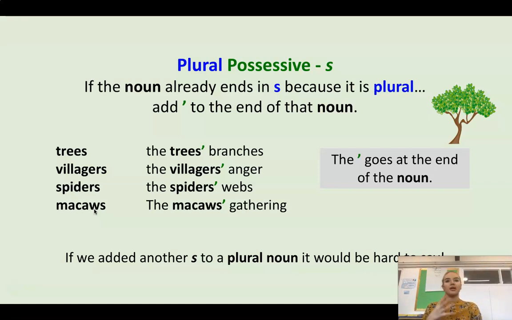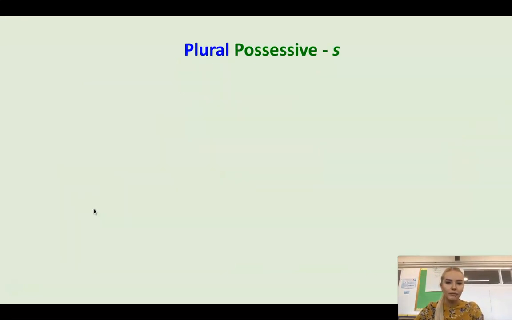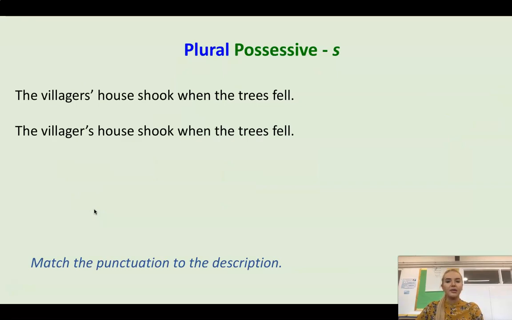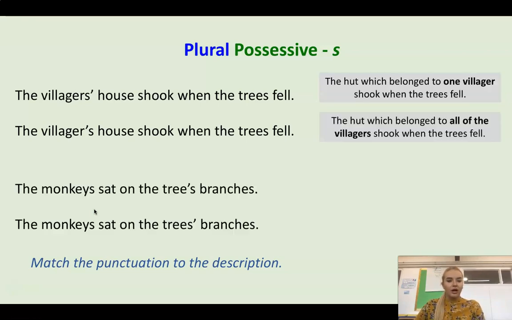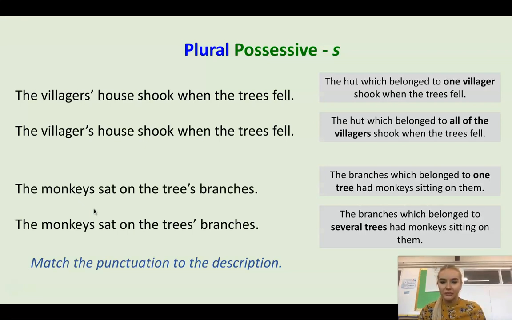So if they had the trees' branches again, but maybe there were 3 trees in a row that all had branches and they all owned them. Okay, I would like you to have a go at matching the following punctuation to the description. So I've got them on the board here for you. And I've got some sentences.